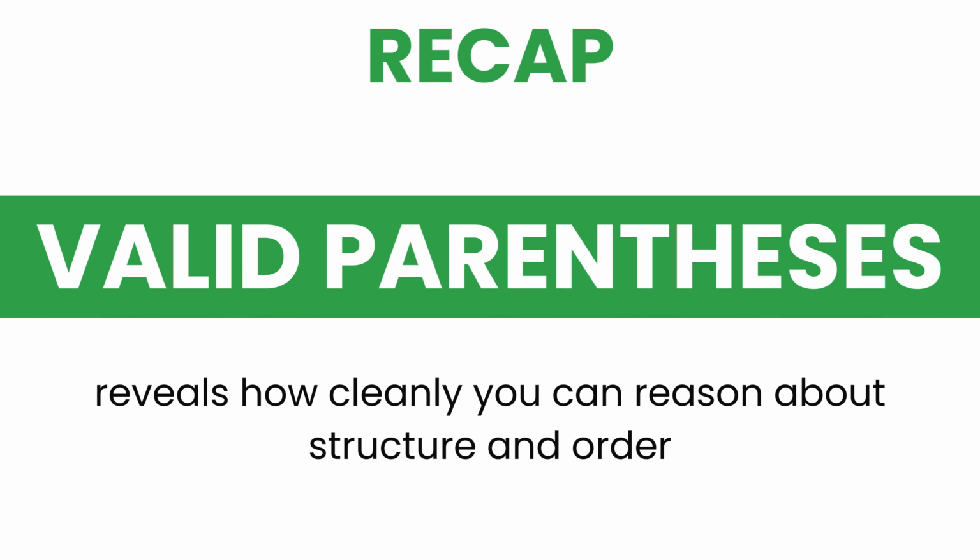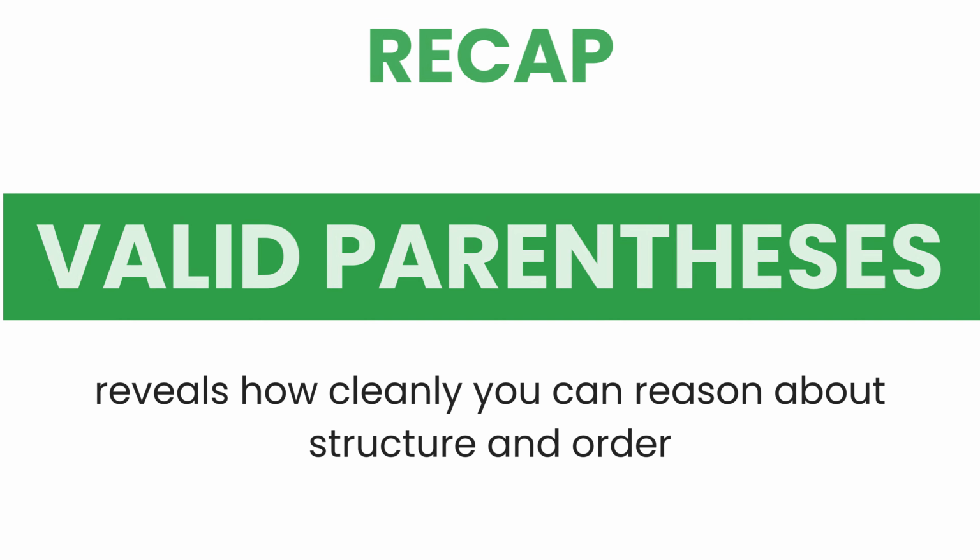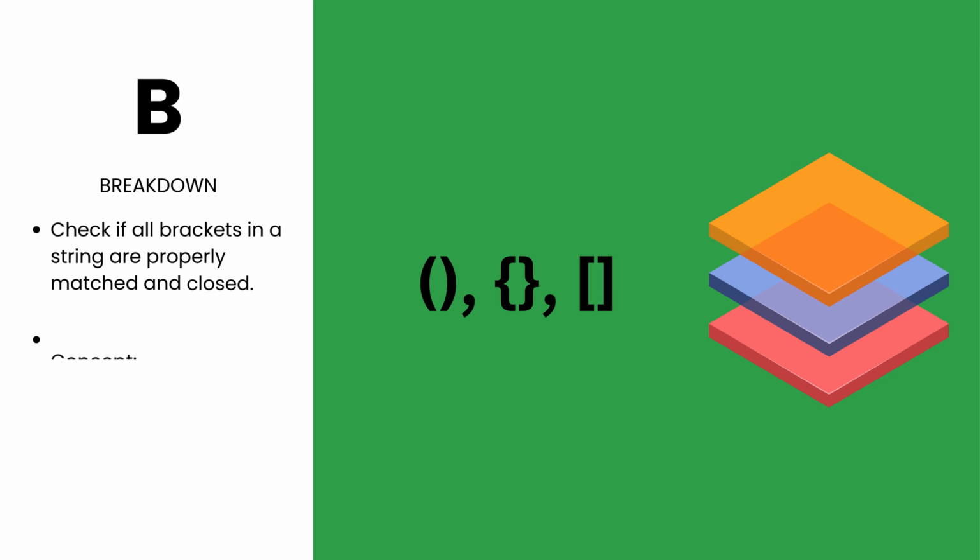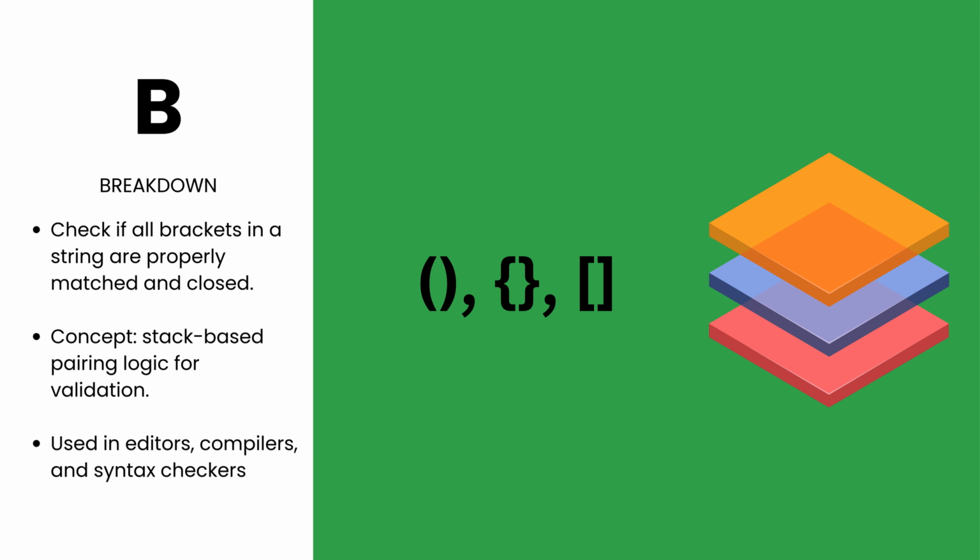Alright, let's wrap it up. The valid parentheses problem is a simple-looking but classic test of logic and stack mastery, one that shows up constantly in interviews because it reveals how cleanly you can reason about structure and order. We started with the core goal. Check if every opening bracket in a string has a matching closing bracket of the same type, and in the correct order. It's all about maintaining balance and proper nesting.